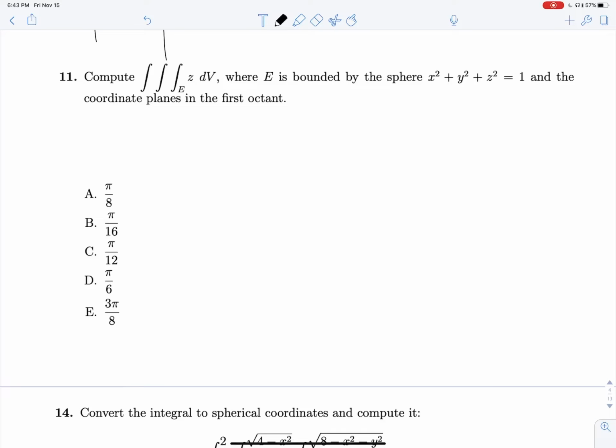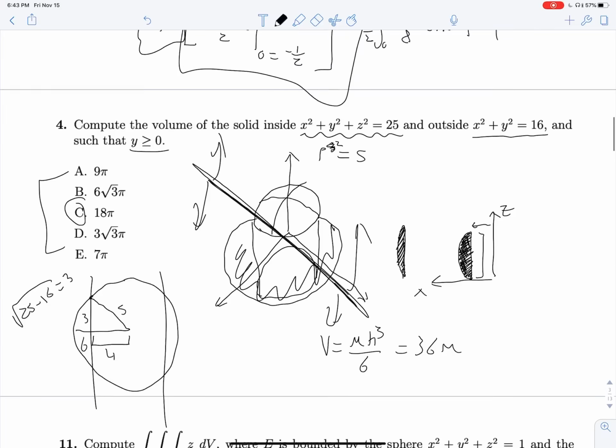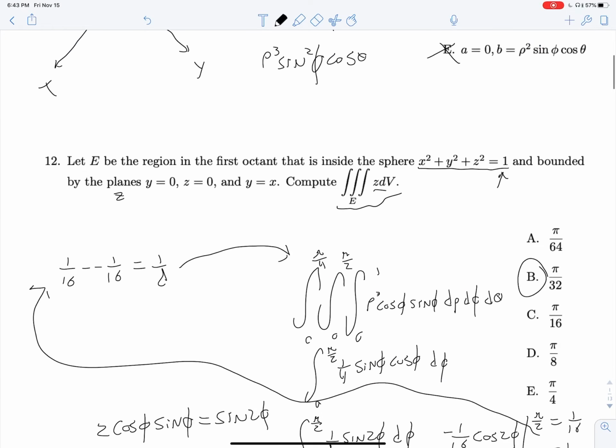Okay, yet another ZDV where E is bounded by a sphere. Oh, wow, okay. So this is, let's see, is this exactly the question that we had earlier?